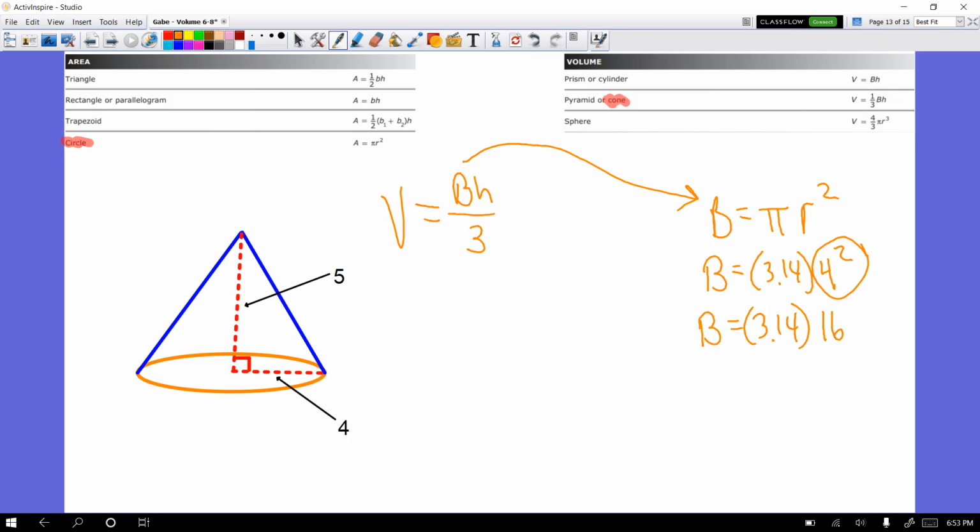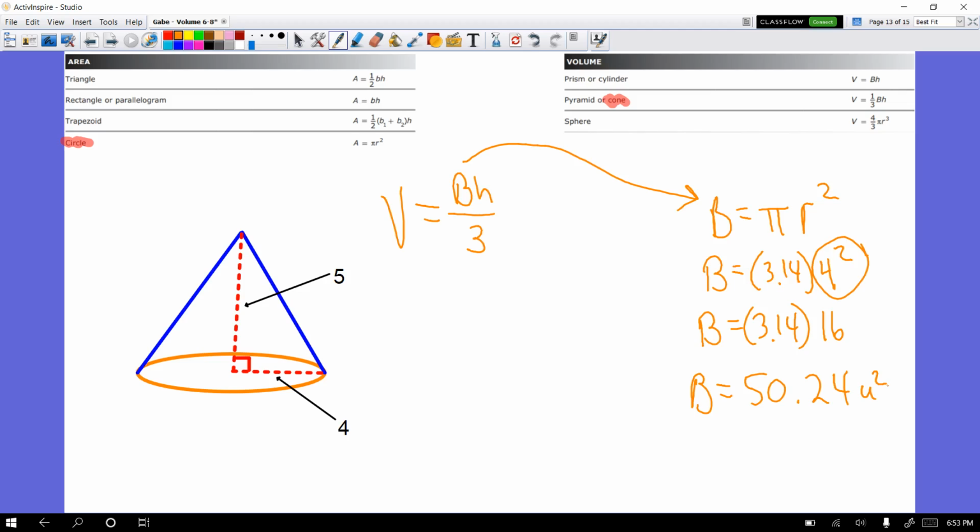Breaking it down, one step at a time. 3.14 times 16 gives you approximately 50.24 square units. And I keep on putting the units because whenever I'm looking at my work, if I think I made a mistake, then I can go back and see it says units squared. Because if you accidentally put units cubed there, then you think you're pretty much done.